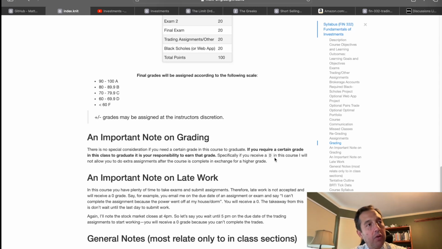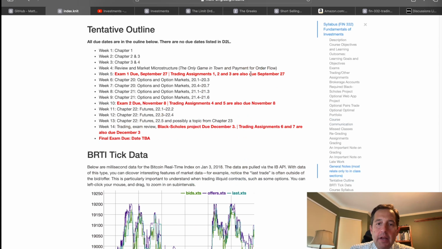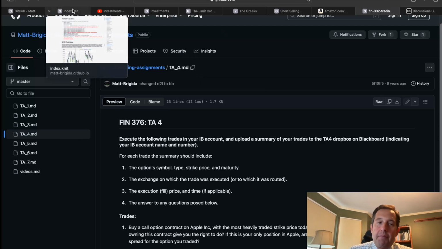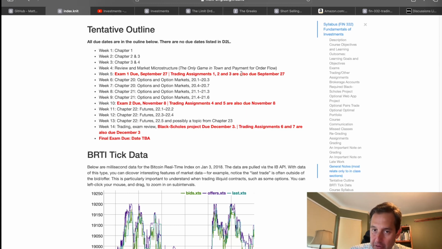Also, an important note on late work. Here are the trading assignments and the due dates on them, so you know those today. The trading assignments are already up here. You'll have your Interactive Brokers account within a week, so you have plenty of time to do these. I'm being extraordinarily lenient, but that is the extent of my leniency.